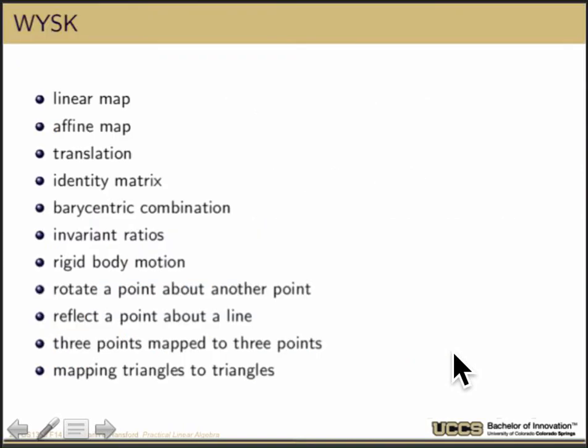And then there's a bunch of terms you need to know from this chapter: affine maps, linear maps, translations, identity matrix, barycentric combinations, invariant ratios, rigid body motion, rotation about a point, reflection about a line, mapping of triangles, and so on. Relatively short chapter, giving you a little bit more time to work on your programming for this week.